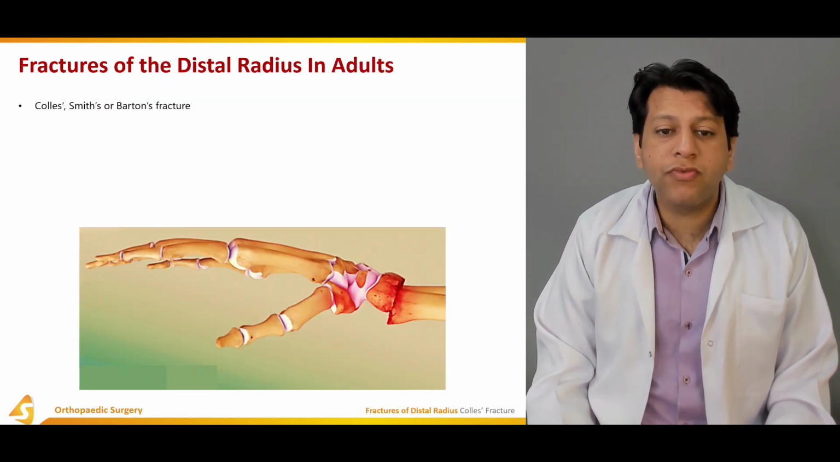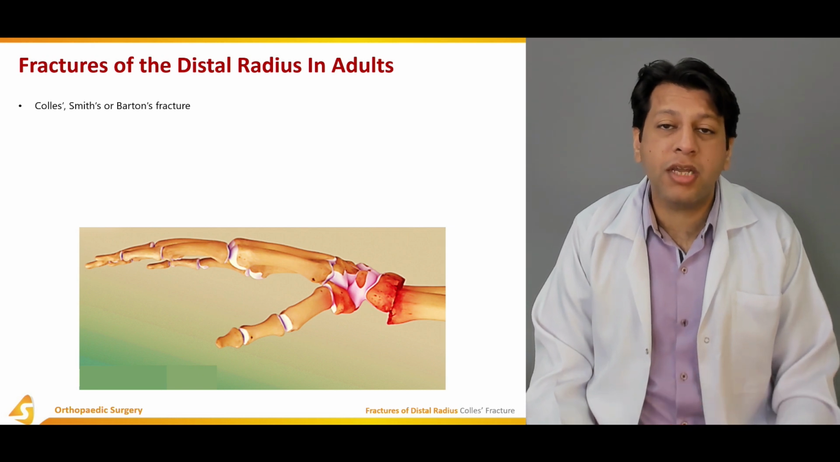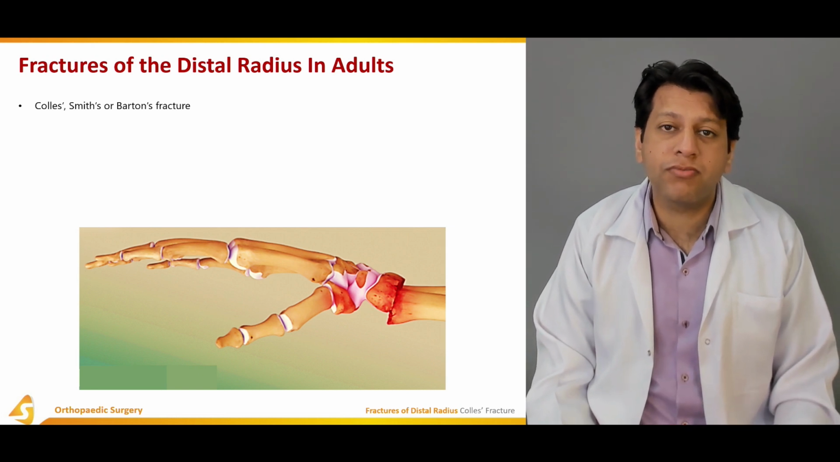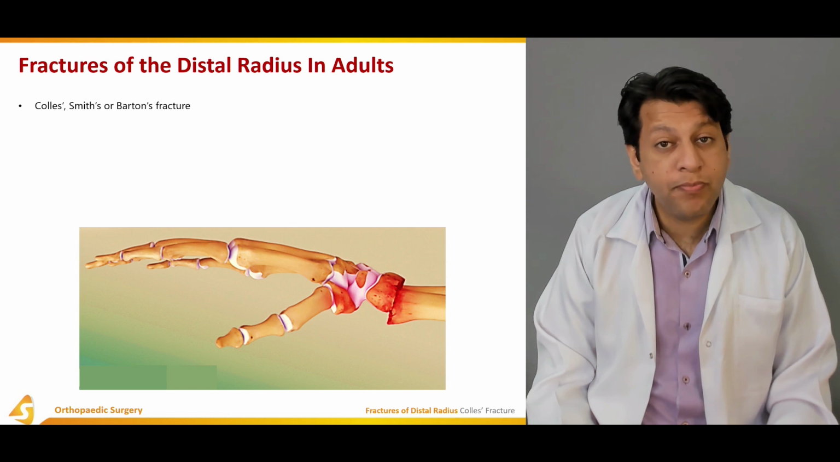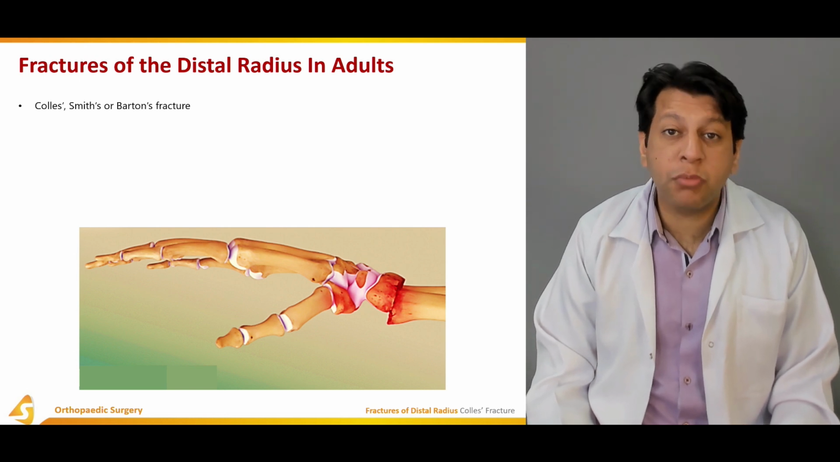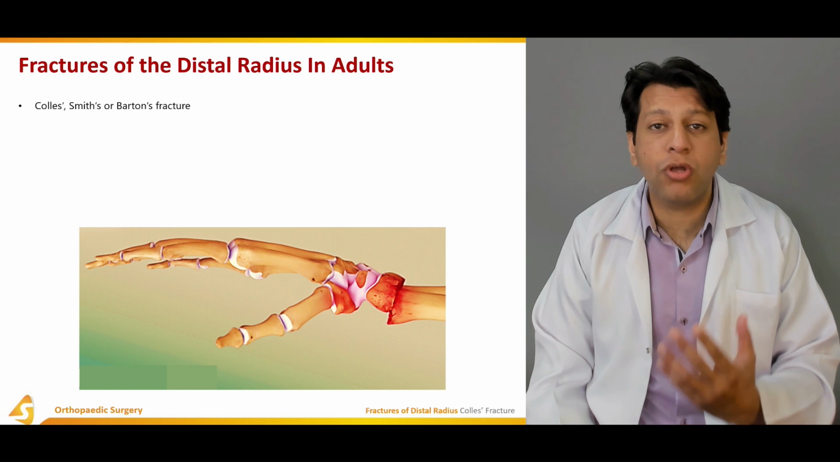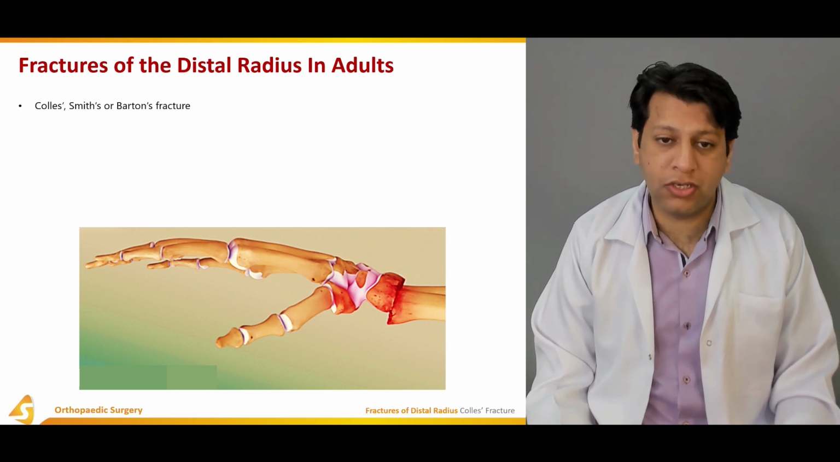Now coming to the Colles fracture, there are three different types of fractures which usually occur especially around the wrist. One is the Colles, other is the Smith, and one is the Barton fracture. We call it a Barton when it has an intra-articular extension.